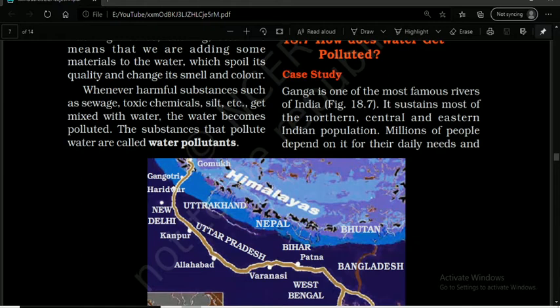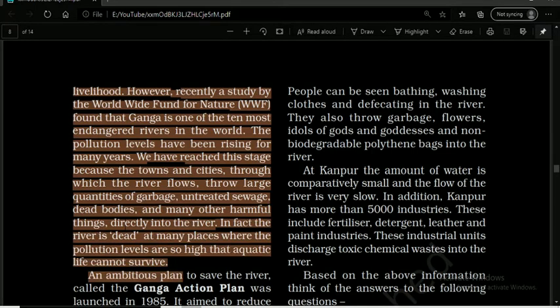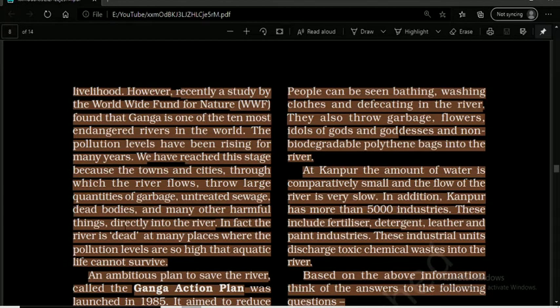So when we read about it, millions of people depend on it for their daily needs and livelihood. However, recently a study by the World Wide Fund for Nature, sometimes its full form is also asked in the exam, that is WWF, the Worldwide Fund for Nature, found that Ganga is one of the 10 most endangered rivers in the world. Can you tell me the meaning of endangered? So students, endangered means nearly extinct.